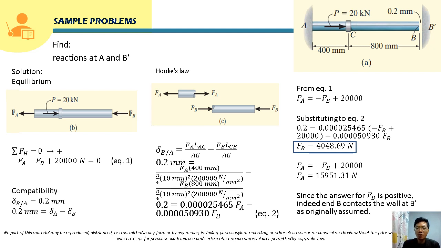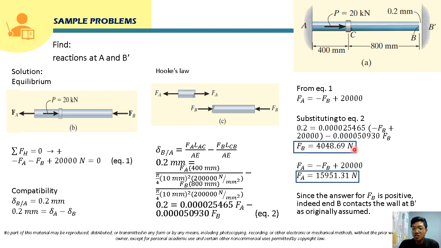Here, class, if we analyze our answers, since the answer here is positive, indeed end B contacts the wall at B as originally assumed. So our assumption here is correct that this force P will cause end B to touch this wall.